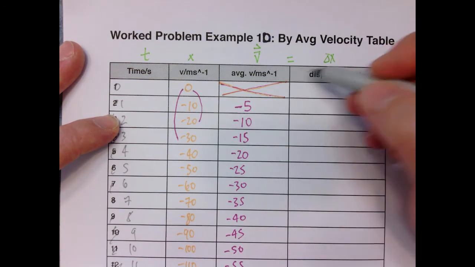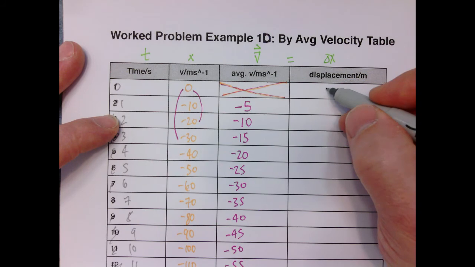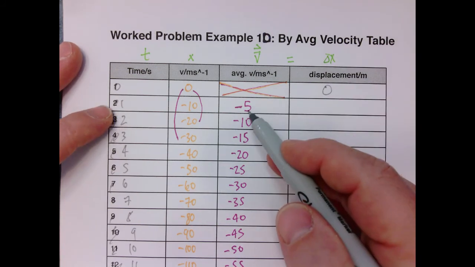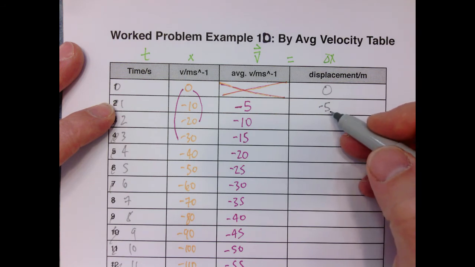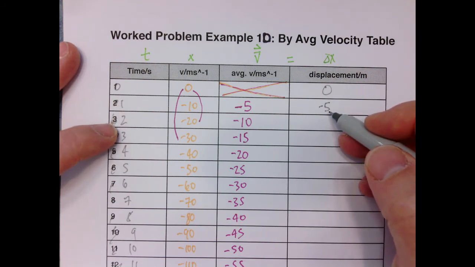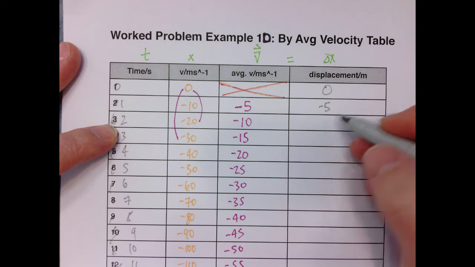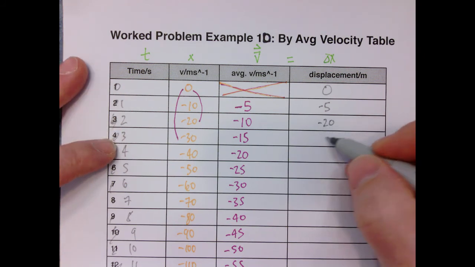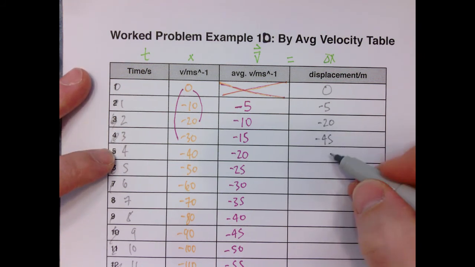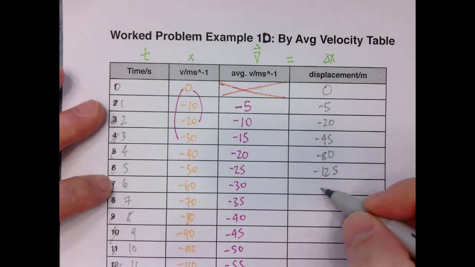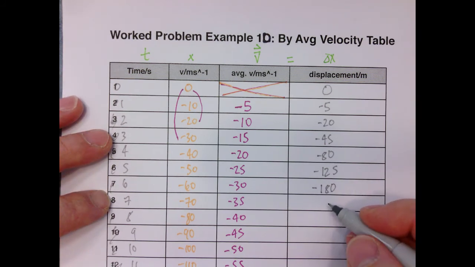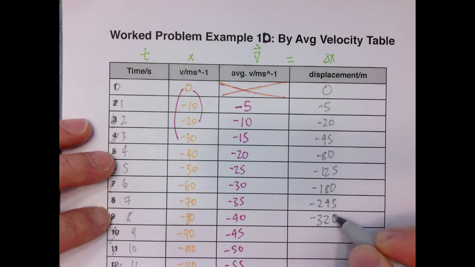But we don't have any displacement, so we could say the displacement we know at the beginning is 0. But the average velocity is minus 5 times 1 means minus 5. So the displacement is negative 5 meters. After 2 seconds, it's minus 20. After 3, it's minus 45. After 4, minus 80. After 5, minus 125. After 6, minus 180. After 7, minus 245. After 8, minus 320.